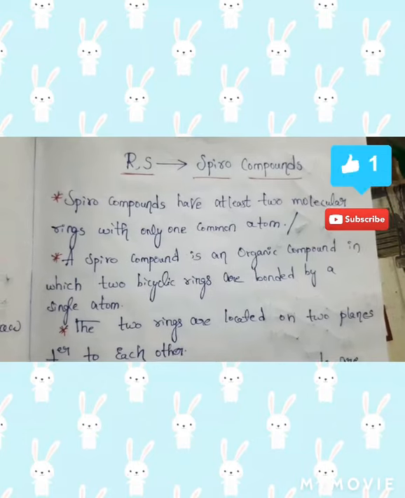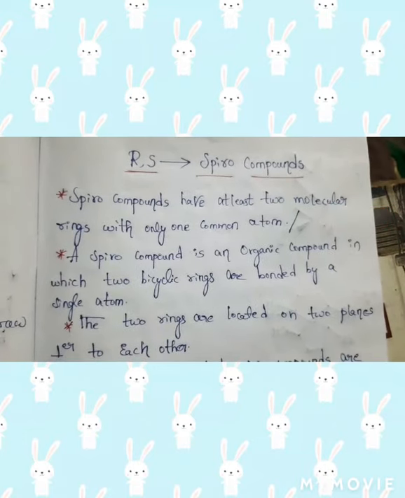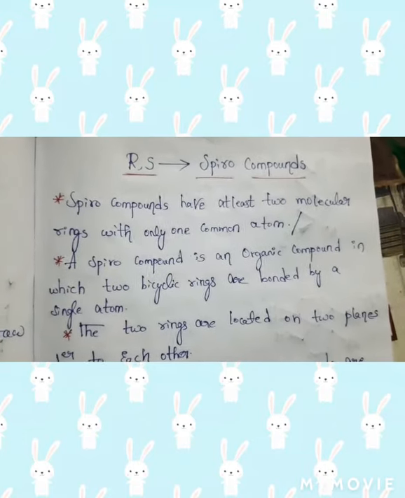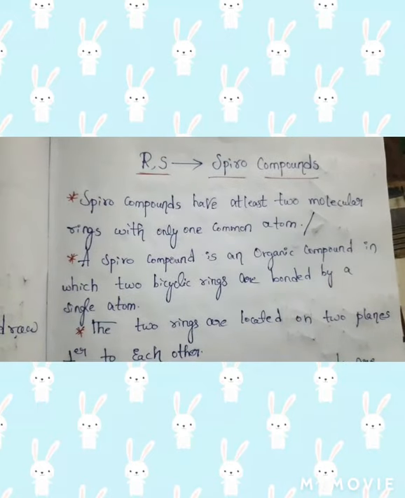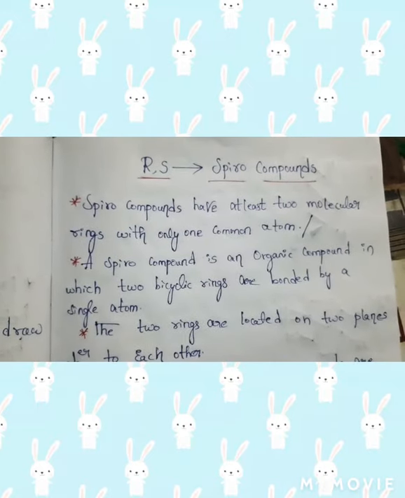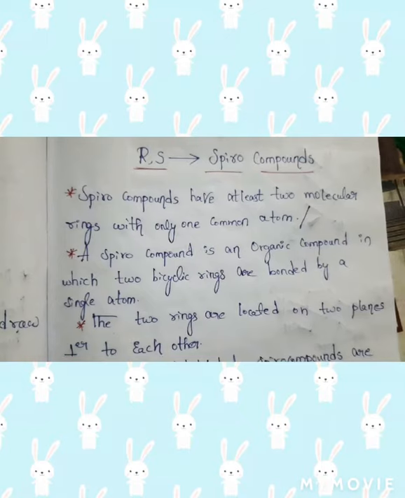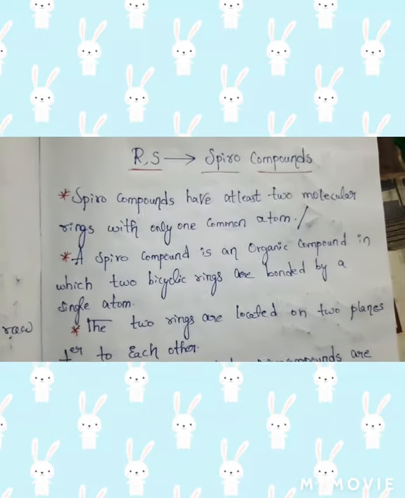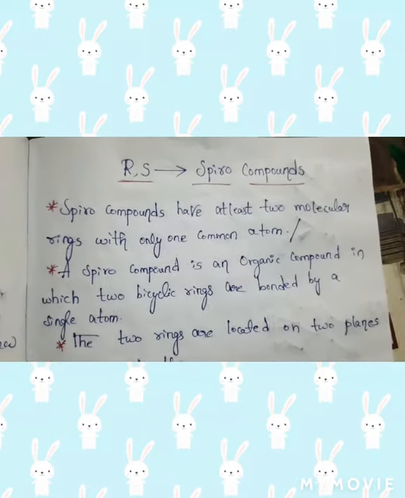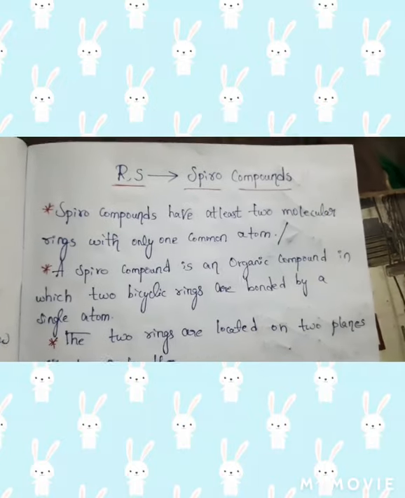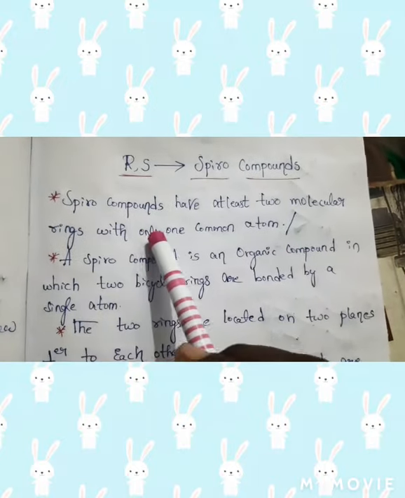Today we are going to discuss assigning R and S configuration to spiro compounds. In our previous class we discussed assigning R and S configuration in allene compounds. Okay, let us start today's topic. First we should know what spiro compounds are.